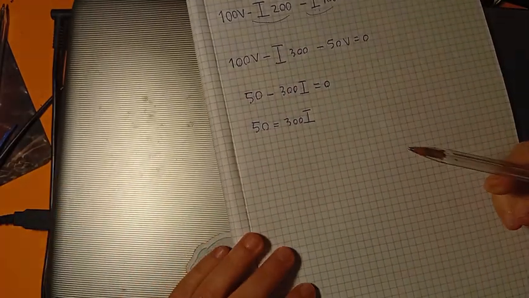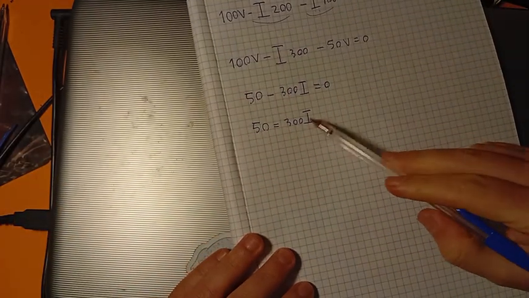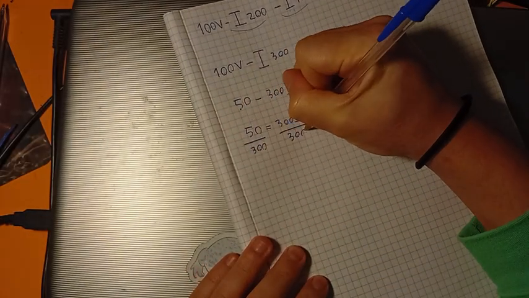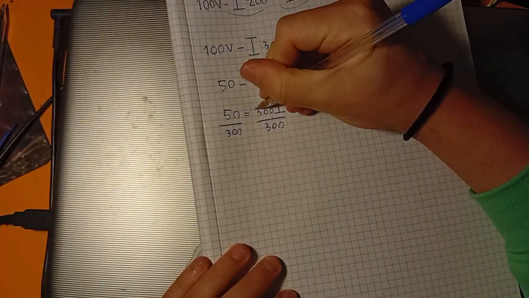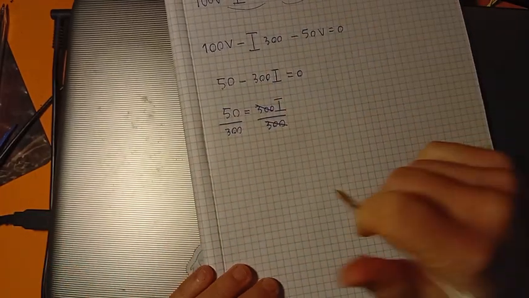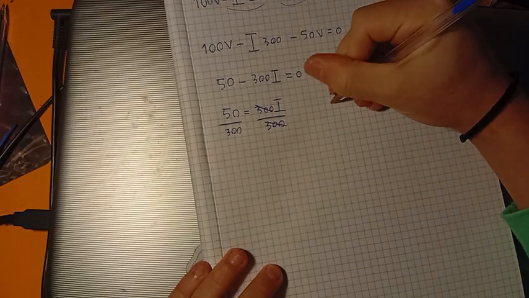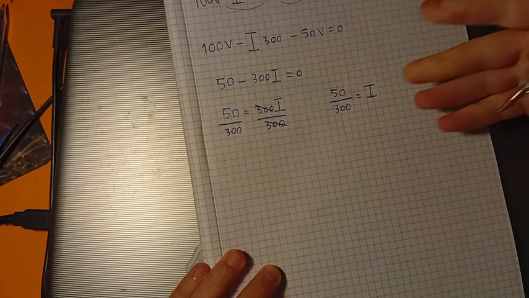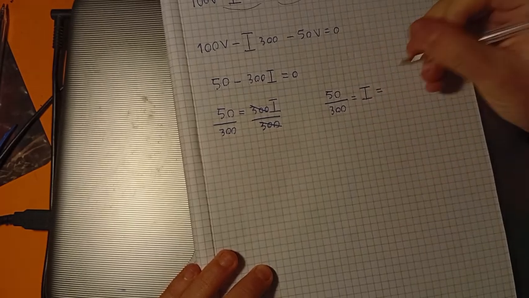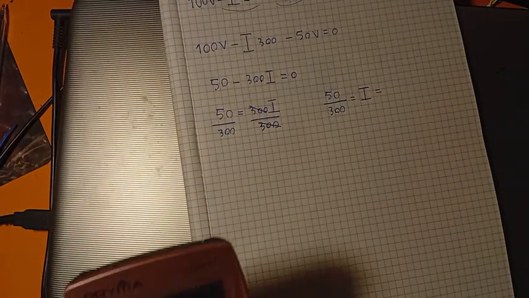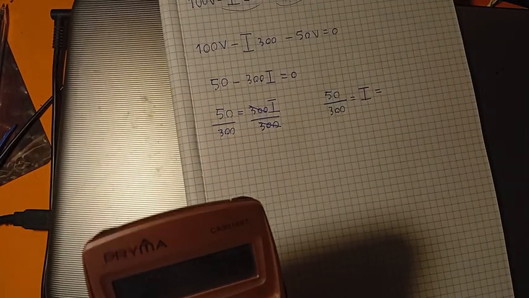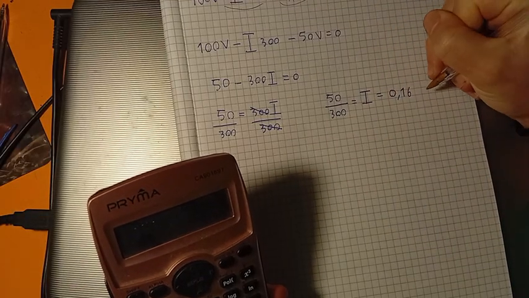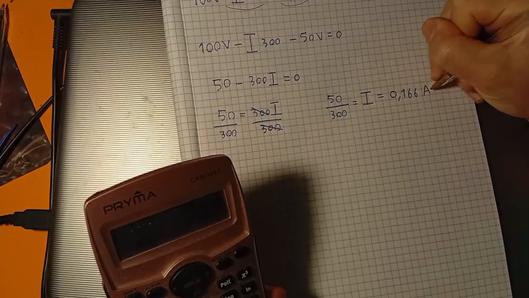Now I divide both sides by 300. What happens here is that 300 divided by 300, they just go away. What remains is this: 50 divided by 300 is equal to our current I. Let's just do this and we'll find the value of this current. 0.16. This is our current.